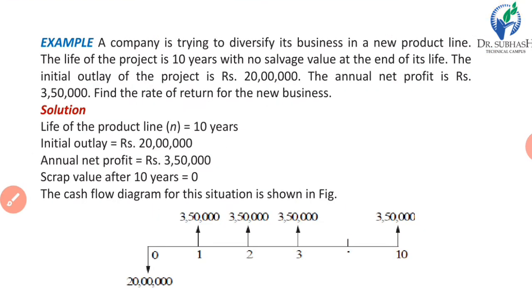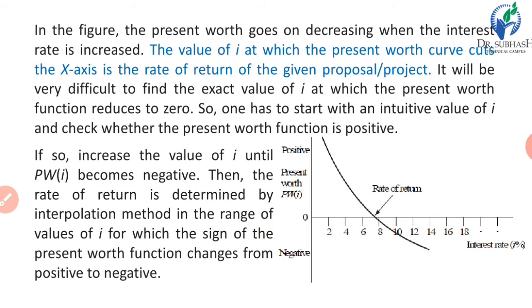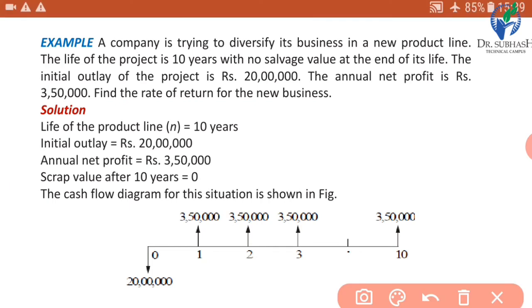Now we will see this method with an example. The example is: a company is trying to diversify its businesses into a new product line. The life of the project is 10 years with no salvage value at the end of its life. The initial outlay of the project is 20 lakh. The annual net profit is 3 lakh 50,000 rupees. Find the rate of return for the new business.